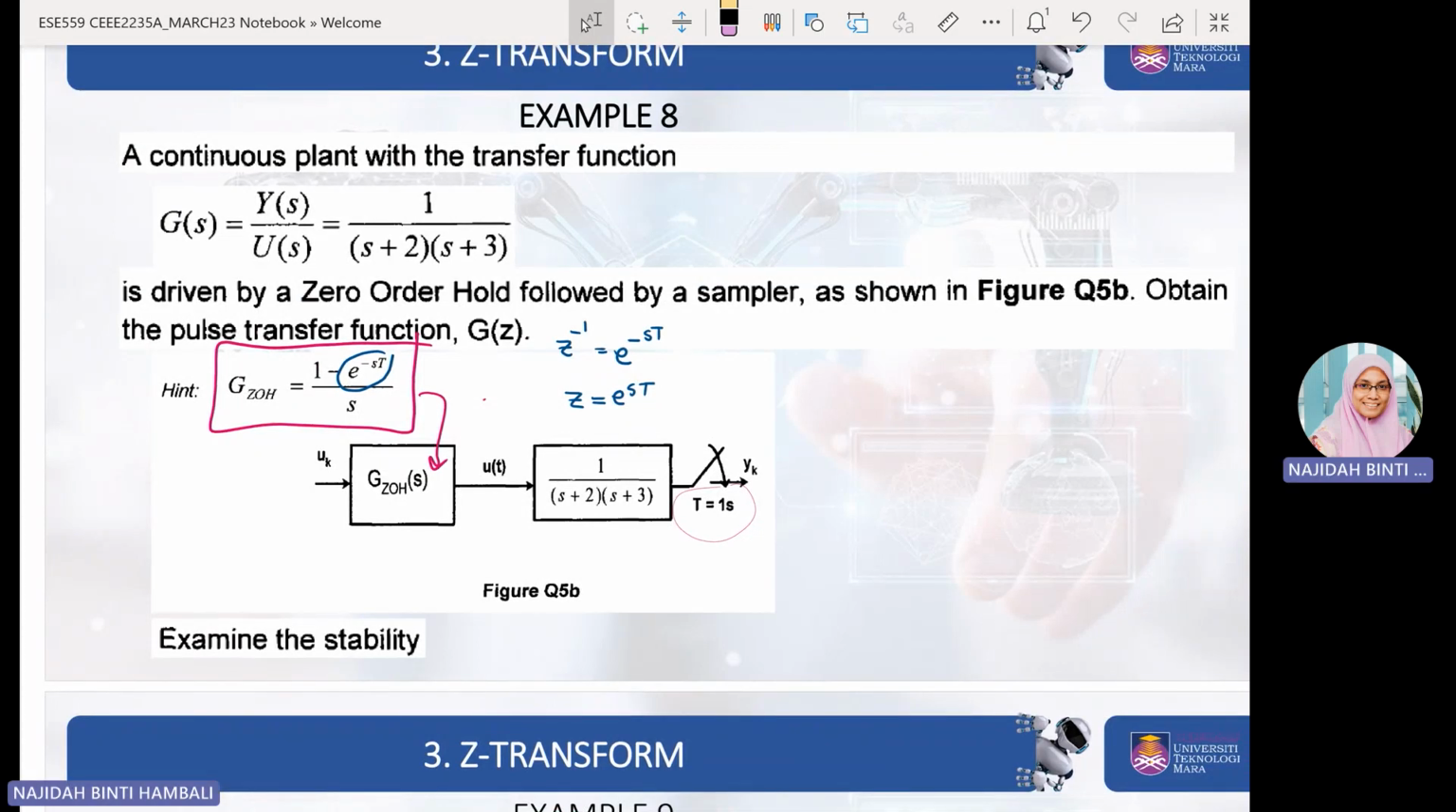So, dia minta, okay. Obtain the pulse transfer function. Ini dia punya keyword. Dia nak you determine G(z). Nama dia ialah pulse transfer function. Kalau dia tak letak simbol ni, you tahulah you kena kira G(z). Okay, G(z) ialah pulse transfer function.